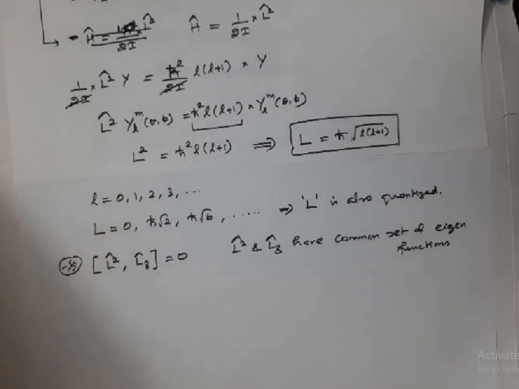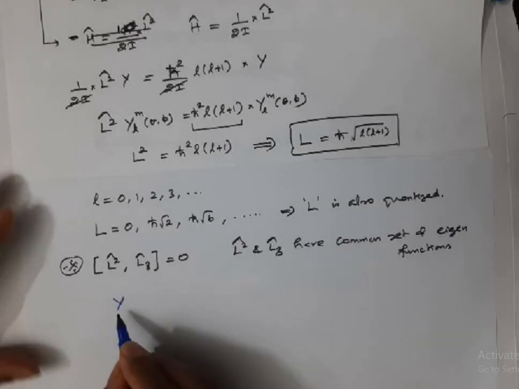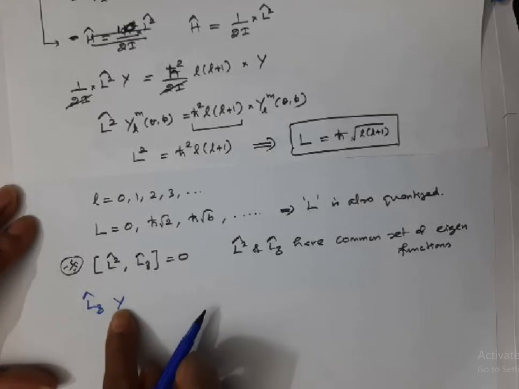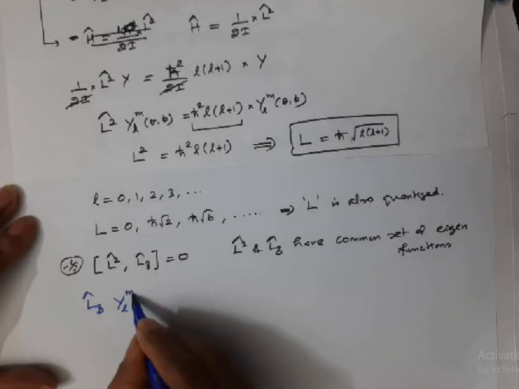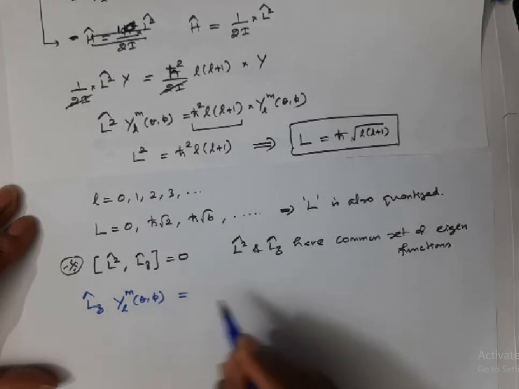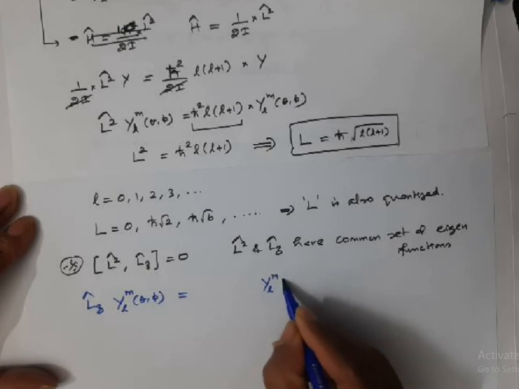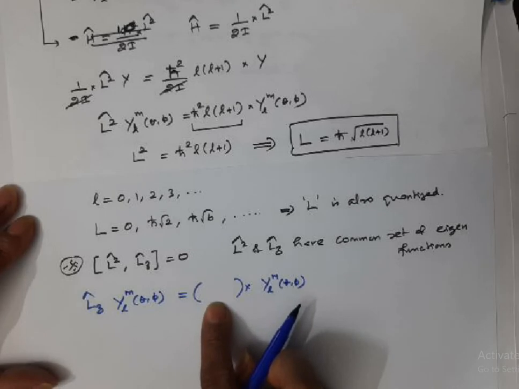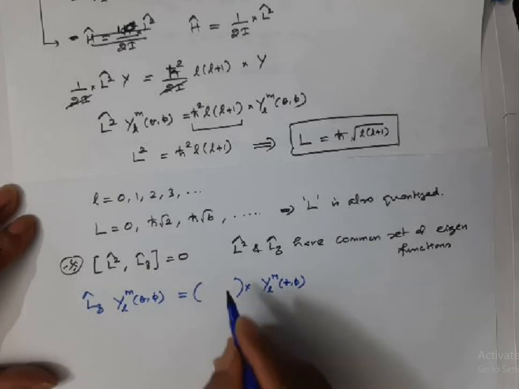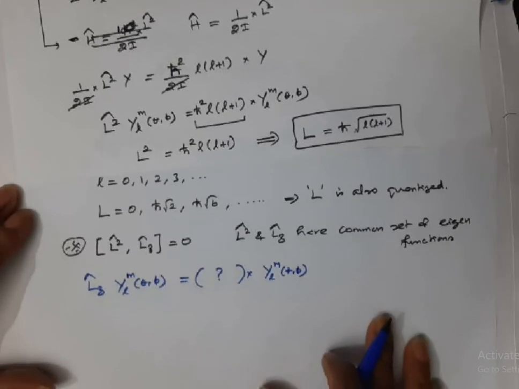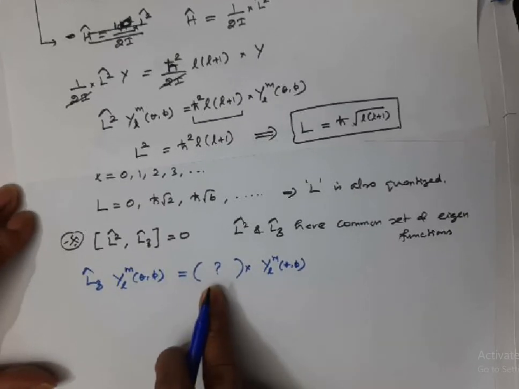Therefore, what does it imply? It implies that the function Y is also an eigenfunction of the Lz operator. So if we apply the Lz operator on the function Y, the usual way of writing the spherical harmonic function, I will get the same function Y L m theta phi multiplied by some constant, which is the z component of angular momentum. Right now we don't know that value, and we have to find it.